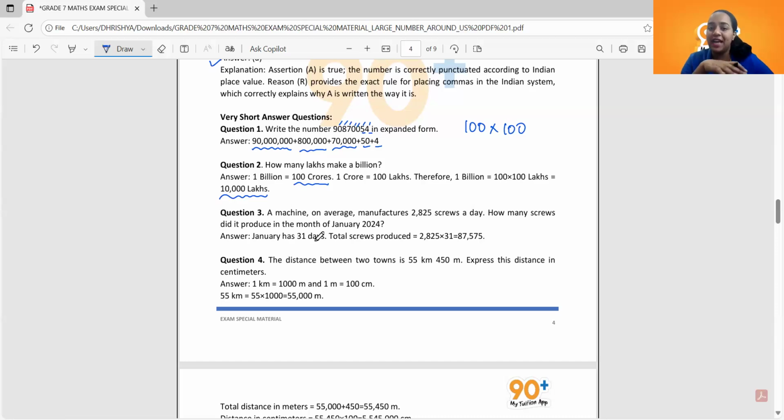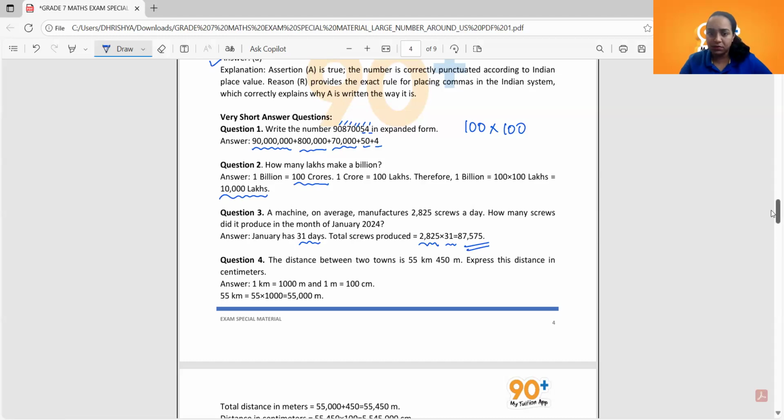Now, third question. I hope till now it's really clear for everybody. A machine on an average manufactures 2,825 screws a day. How many screws does it produce in the month of January? It's a very easy question. One day it produces 2,825. And what will January be? First, we need to find how many days are there. January has 31 days. So, screws produced into number of days: 2,825 into 31, which will be 87,575. Okay, this is the answer. When you multiply, you will get that answer.